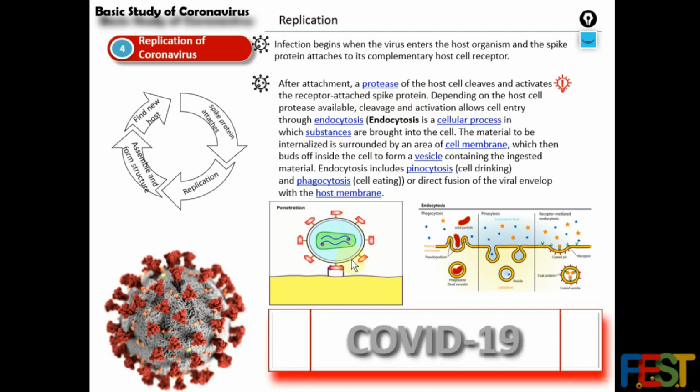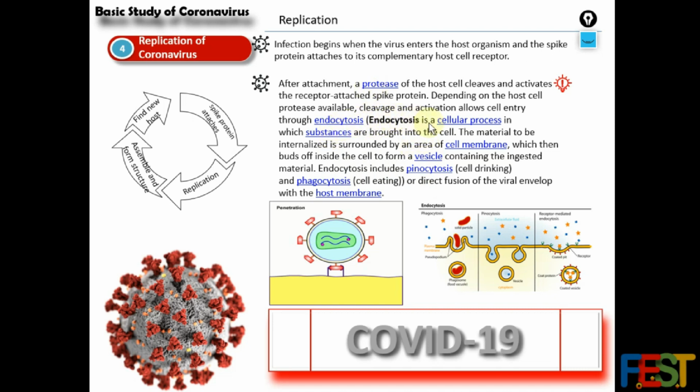Once the virus enters the host cell, it attaches to the surface and the host cell protease cleaves the spike protein, and the genetic material enters into the cell by endocytosis.